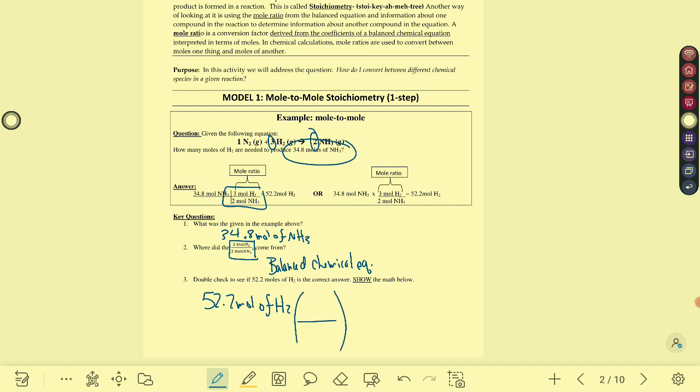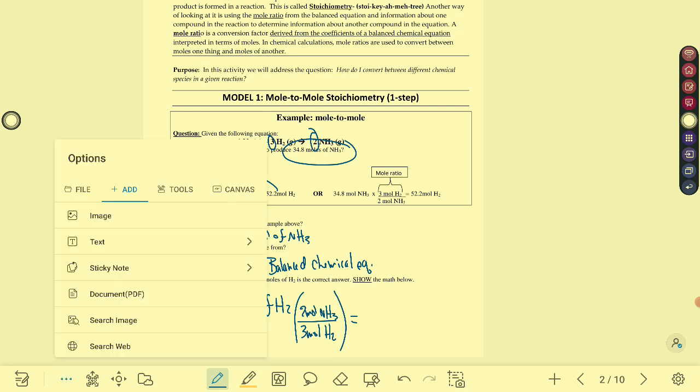You know you need to go from this guy and go back. So you just take the same step and go back. So when I do it in reverse, I should get 34.8 moles of ammonia. Knowing that there are 3 moles of hydrogen gas for every 2 moles of ammonia, I will take 52.2 times 3 and divide it out here.